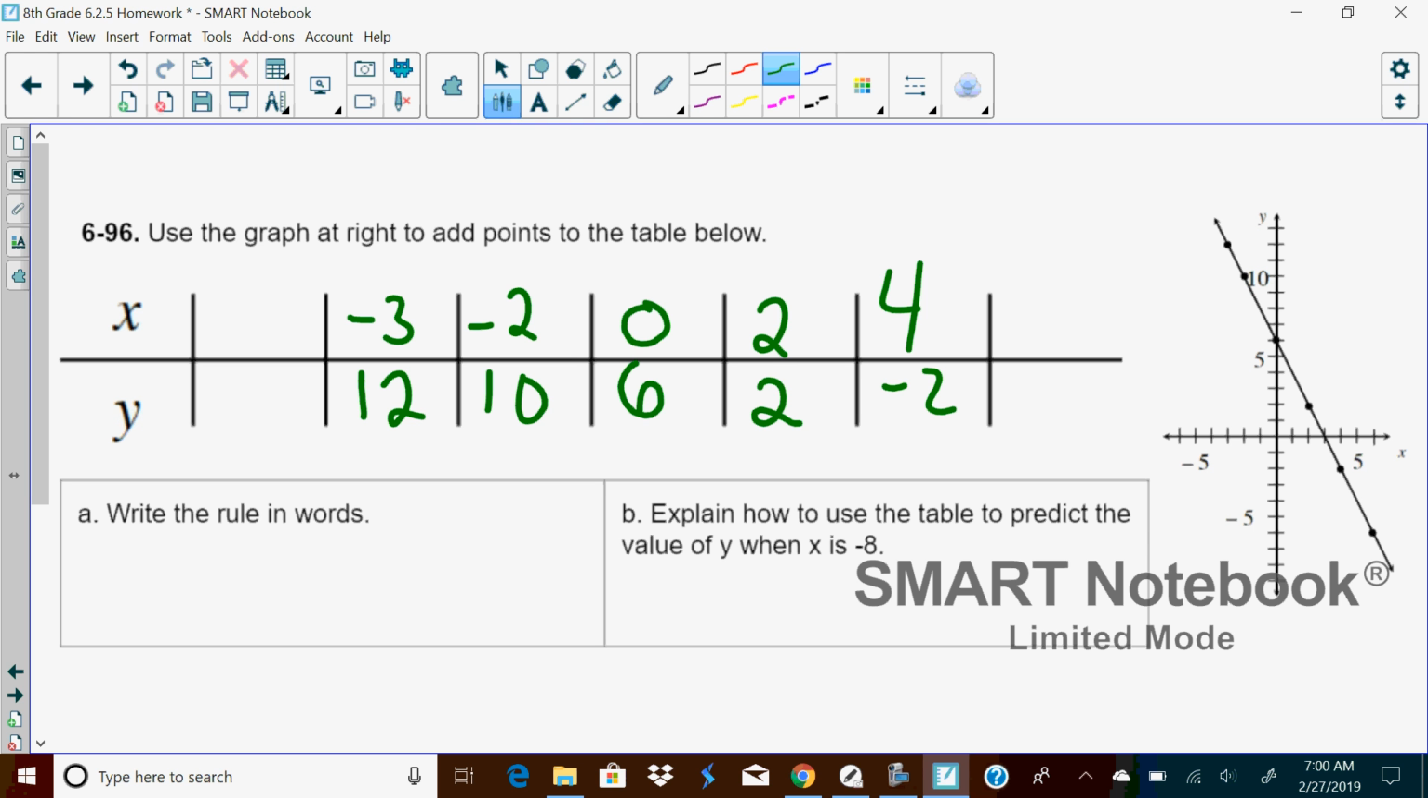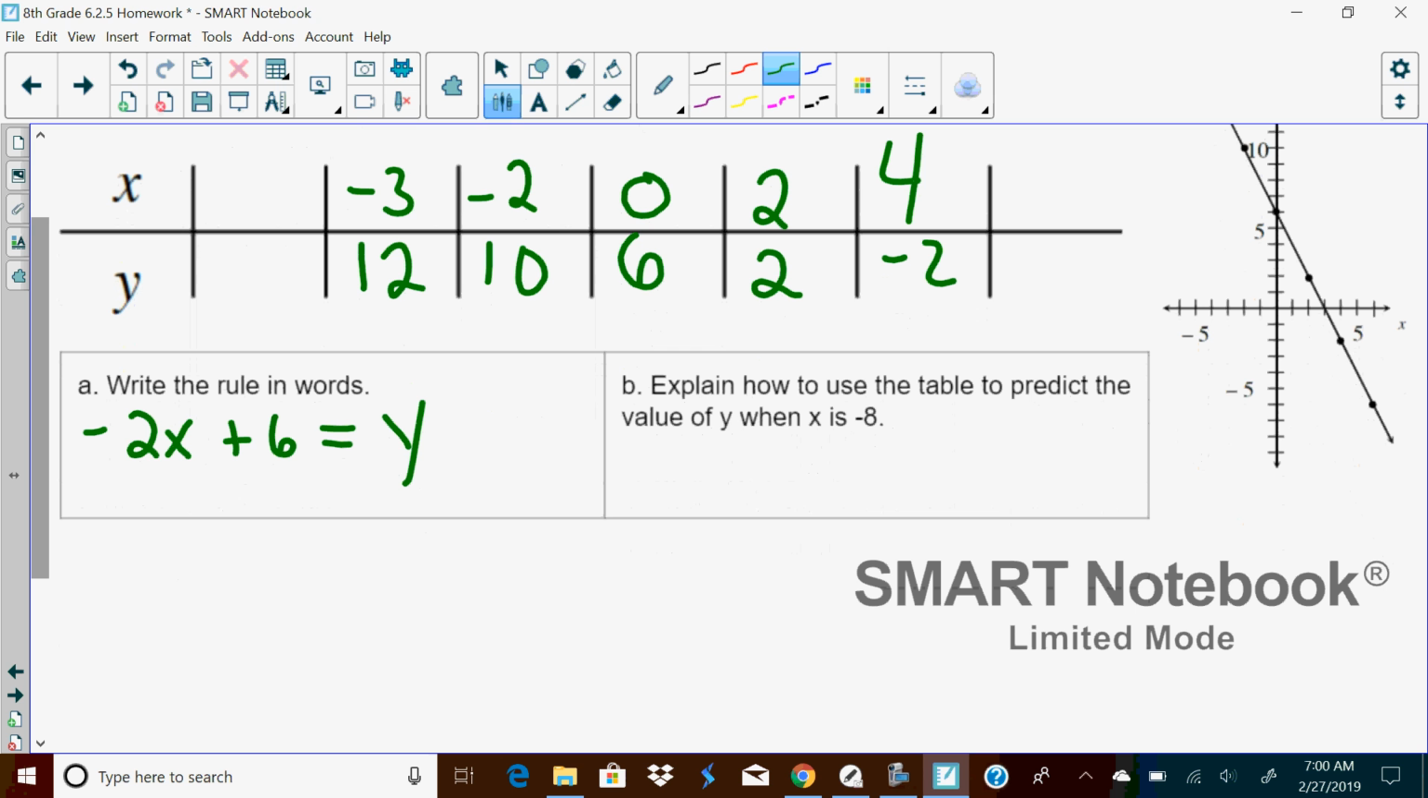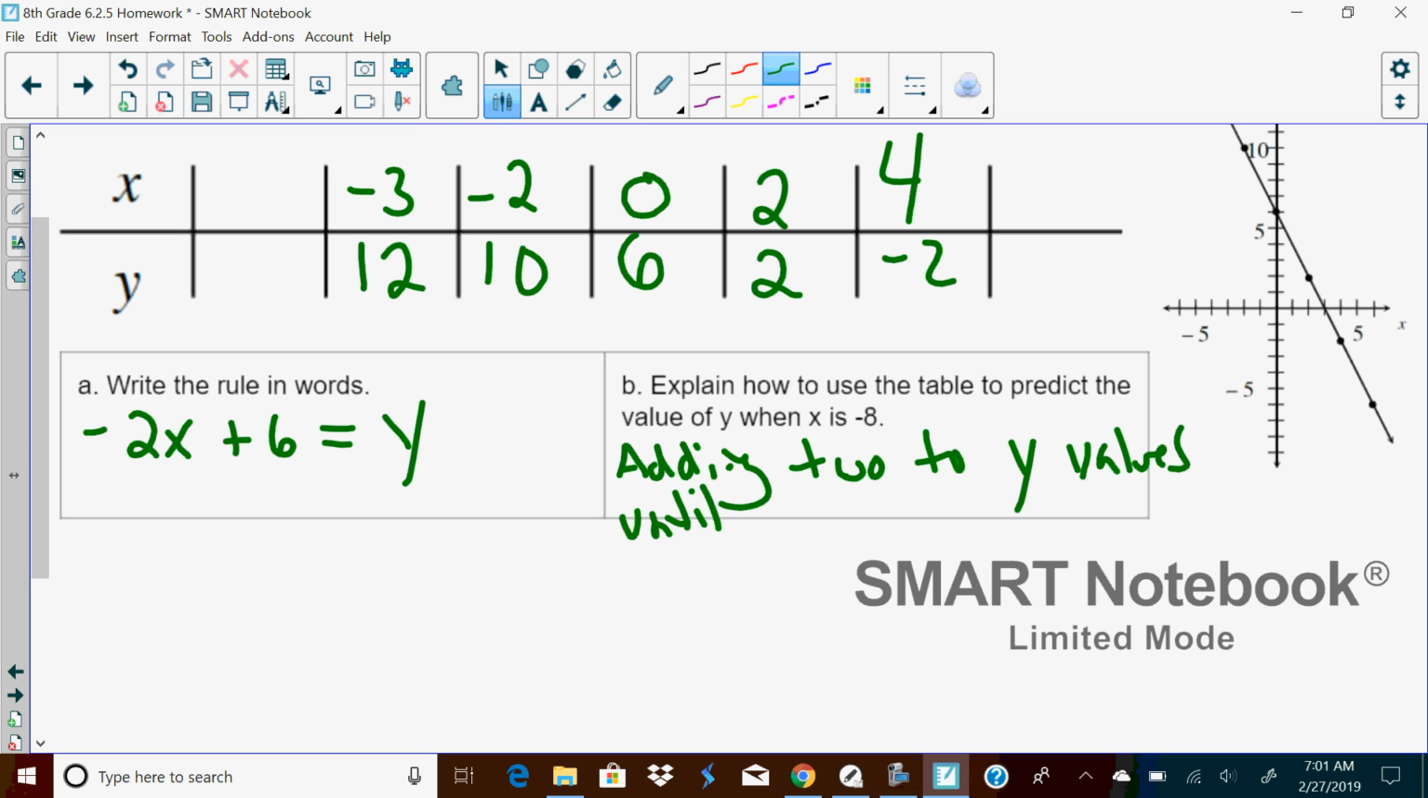So my growth is -2, so -2x plus 6 is my rule. You're supposed to write it in words, so you write multiplied by -2 and then add 6. And so explain how you use the table to predict the value of y when x equals -8. So you would just keep adding 2 to the y values until we got to -8. So the answer is actually 22.